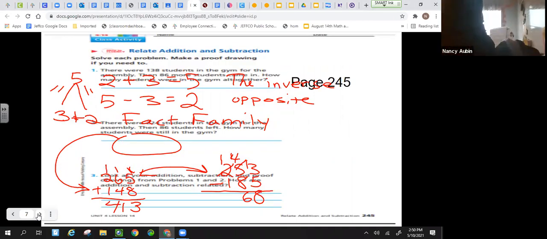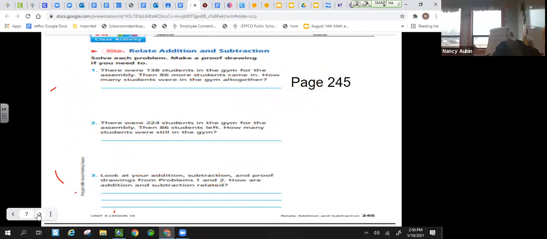Let's go ahead and turn to page 245 in our math workbooks. I'll erase all of this. We are going to explore that relationship a little bit more. 245. So we're going to see exactly how these are related. There were 138 students in the gym for the assembly. Then 86 more students came in. How many students were in the gym altogether? So Jensen, am I going to be adding or subtracting for this problem to answer it?